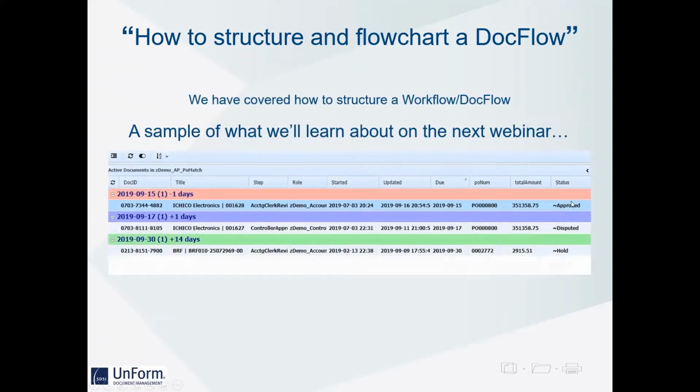It's approved, but something is holding it up for final approval, because it's not been approved by the controller or by the CFO. And the second one is in dispute, and then we have this last one that's on hold. It's 14 days out. The PO and the invoice may be there, but the product hasn't been delivered, so that may be what. And we'll discover that more next week when we go through that.